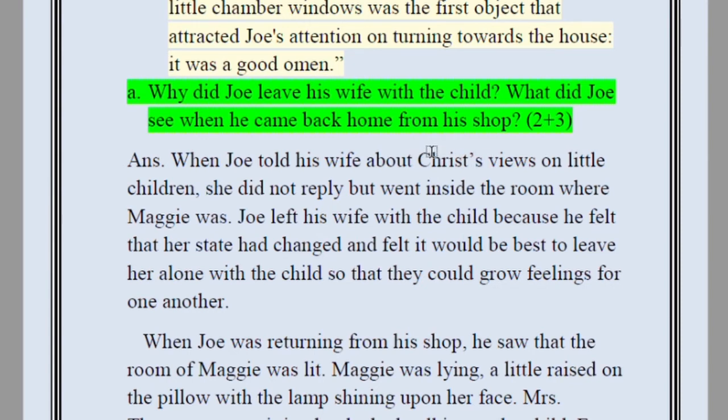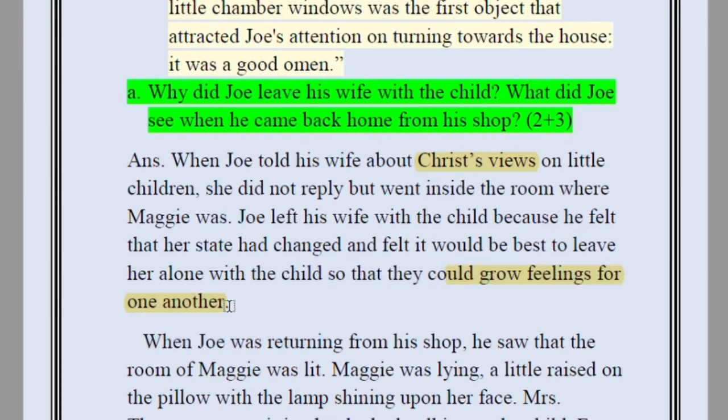So, when Joe told her what Christ felt about little children and people who cared for little children, she did not reply anything, but she went to the room where Maggie was. Joe left his wife with the child because he felt that her state had changed and it would be best to leave her alone with the child so that they could grow feelings for one another.